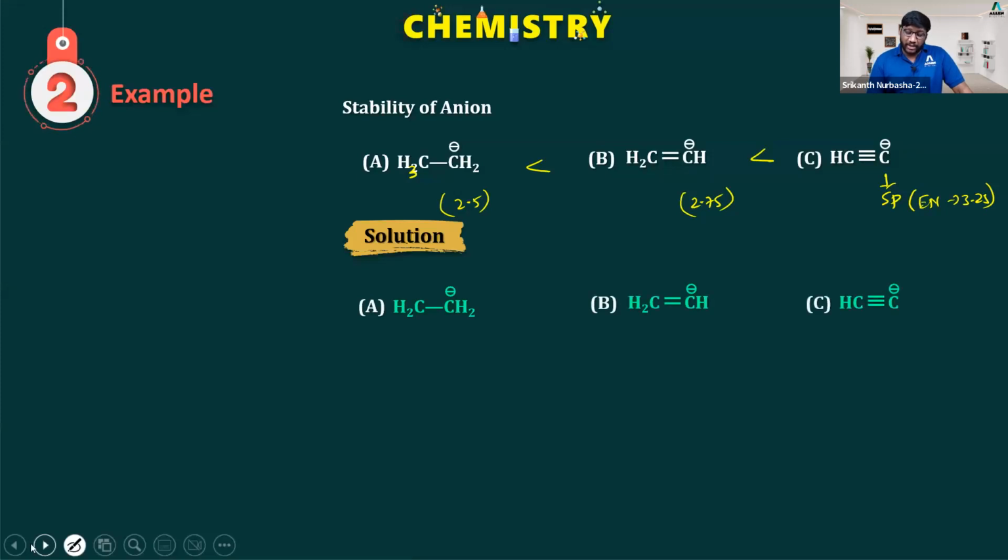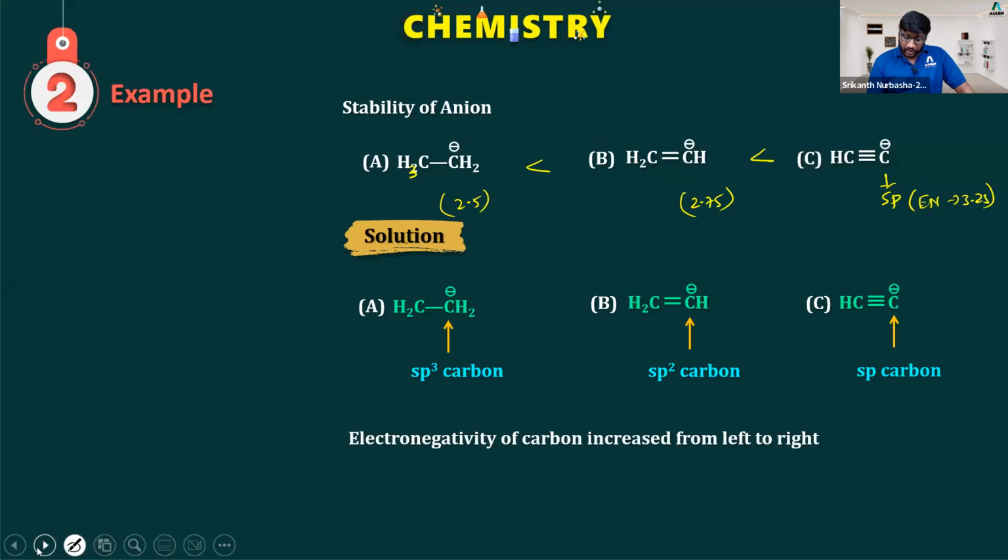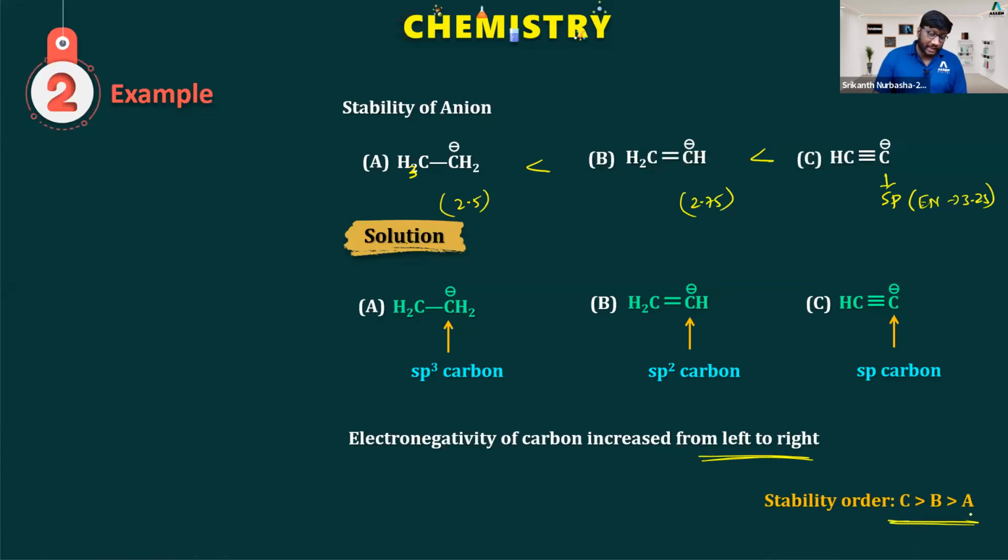That will be the right order of stability of the respective anions: sp3 carbon, then sp2 carbon, then sp hybridized carbon. Electronegativity of carbon increases from left to right. So the stability order will be C greater than B greater than A. A more electronegative atom possessing negative charge is more stable. Is everything clear, students, so far? Yes, sir.